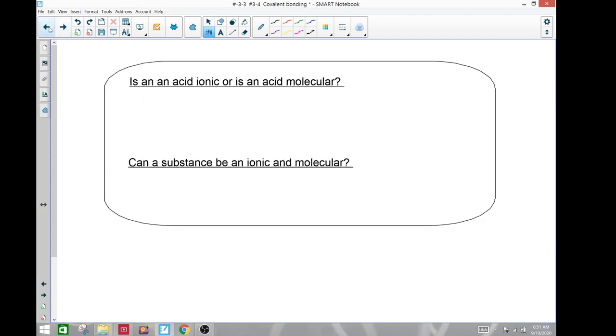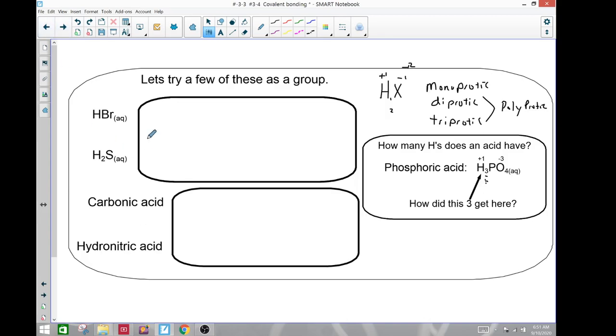And do I have the answers here? I don't. Okay, so let's do them quickly here. This is hydrobromic acid. This is, again, acid. This one is hydrosulfuric acid. Flip it over here, everyone starts with an H.